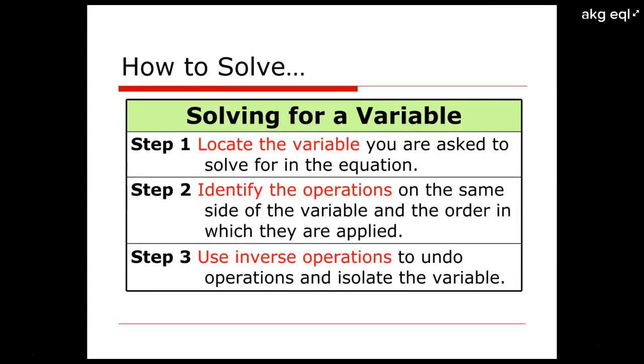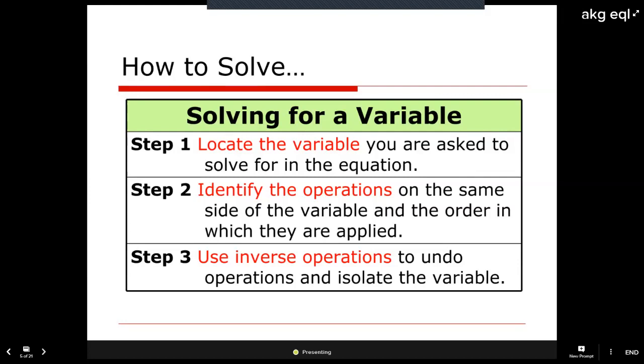If you go back to step 1, once you find the variable you're looking for, circle it. Keep it circled until it's totally by itself. That way you don't mess up on which variable to solve for. Circle the one they ask you to solve for right away. Absolutely.